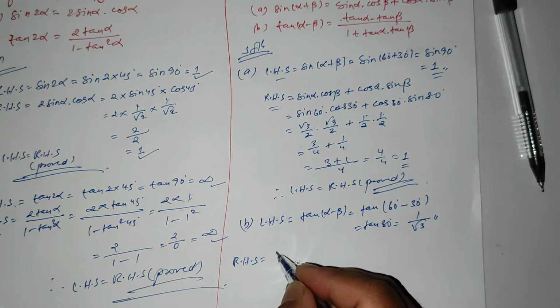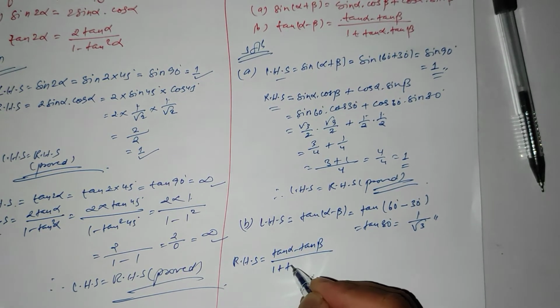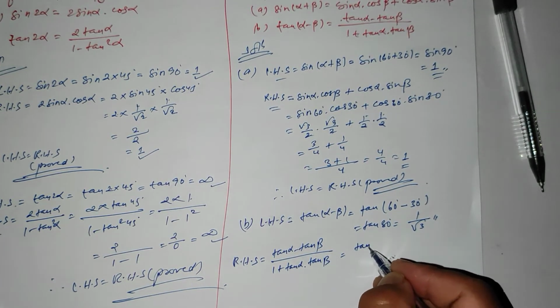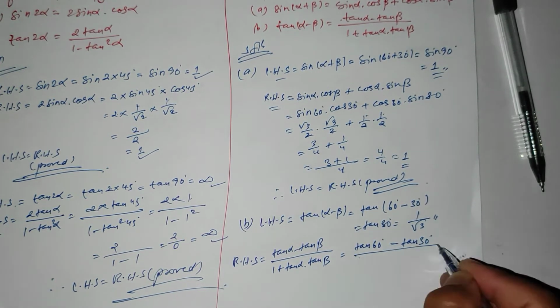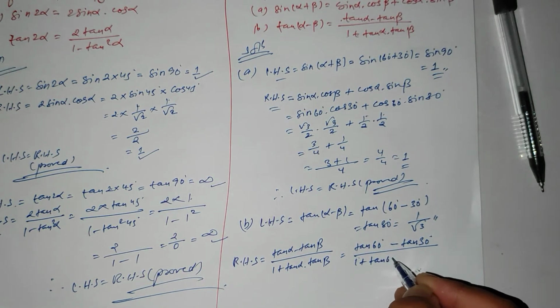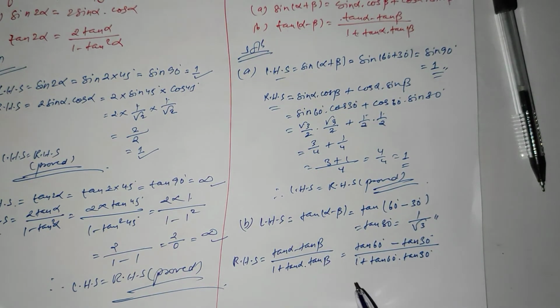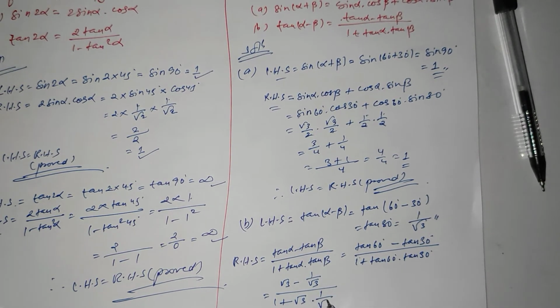RHS equals (tan alpha minus tan beta) divided by (1 plus tan alpha tan beta). Alpha is 60 degrees minus tan beta, beta is 30 degrees, divided by 1 plus tan 60 degrees into tan 30 degrees. That will be equal to tan 60, value root 3, minus tan 30, 1 by root 3, divided by 1 plus tan 60, value root 3, tan 30, value 1 by root 3.